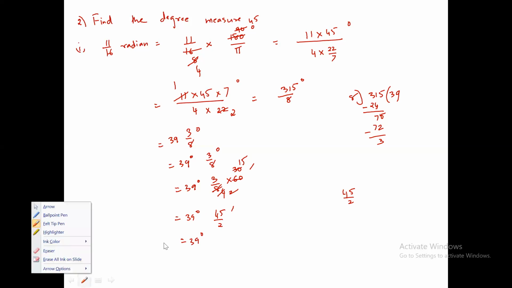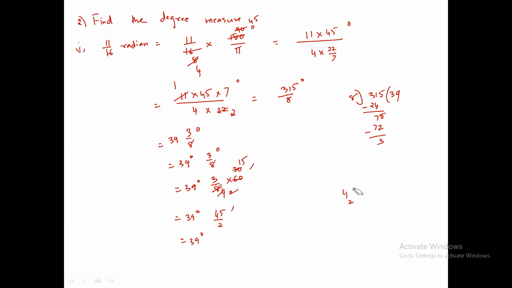How can I change it? 45 by 2, I can divide. So 45 I'll divide by 2. 2 22s 44. So it is 22 and a half minutes. That means 39 degrees, 22 minutes and half minute.